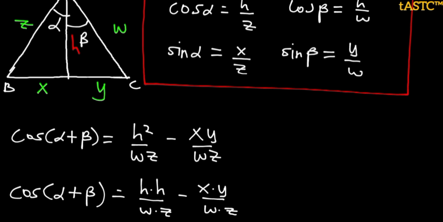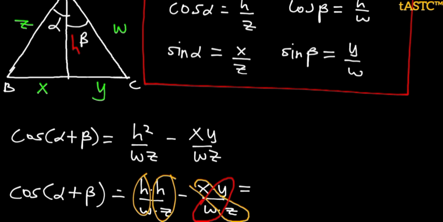So first off, we have h divided by w. Fortunately, we have that here also. There is also an h divided by z, which we also have here. And we also have an x divided by z. And we happen to have a y divided by w, that is going to be sine of beta. So let us combine them and see what that is going to give us.